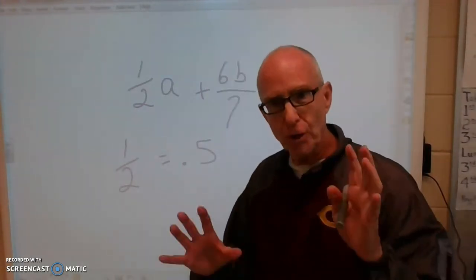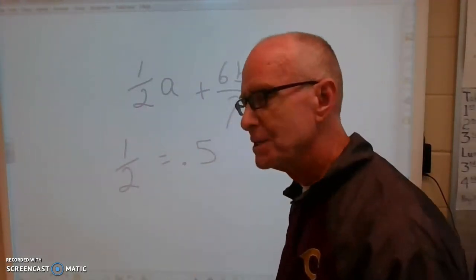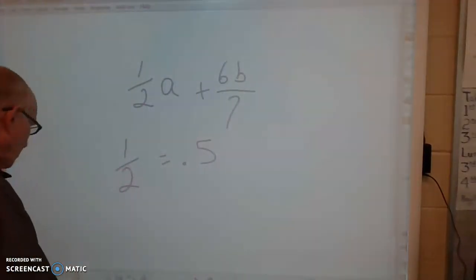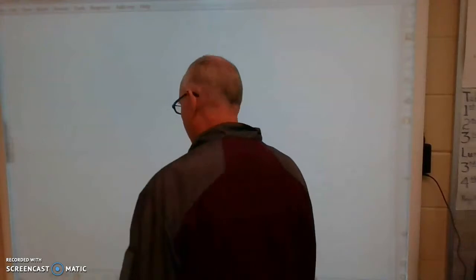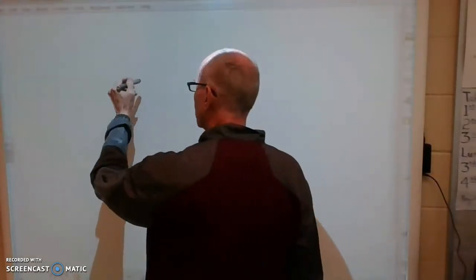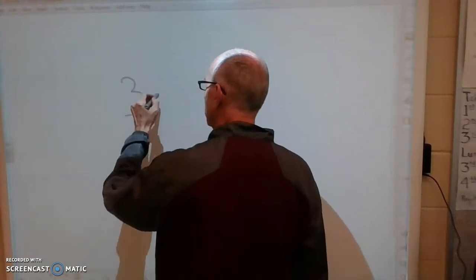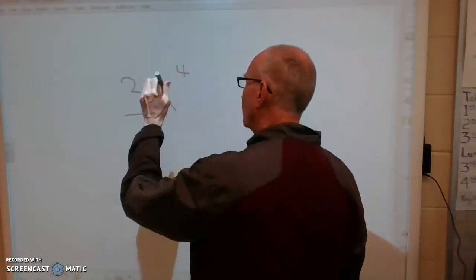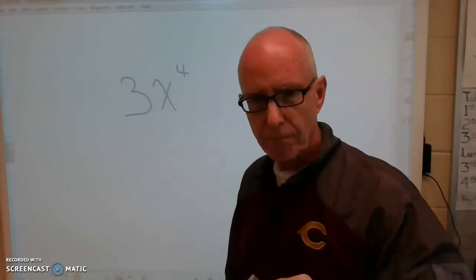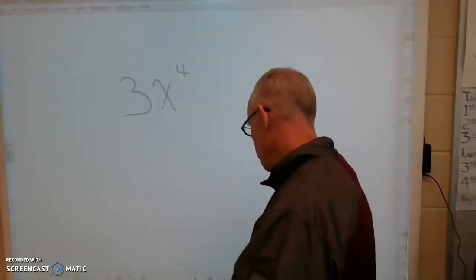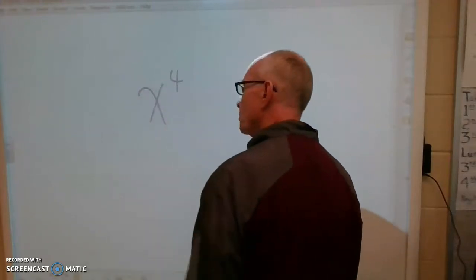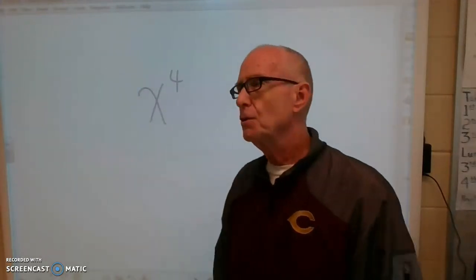Okay, let's talk about some more nomenclature now. I think we're talking about decimals. We're into decimals. Let's talk about some more nomenclature. I'm going to write not decimals, exponents. Let's talk about exponents. Let's say 3x to the 4th power. Let's make it something a little simpler than that. Let's just make it x to the 4th power. I want to talk about terminology.